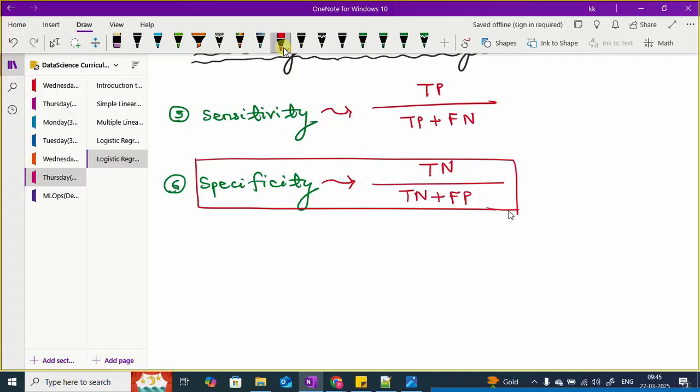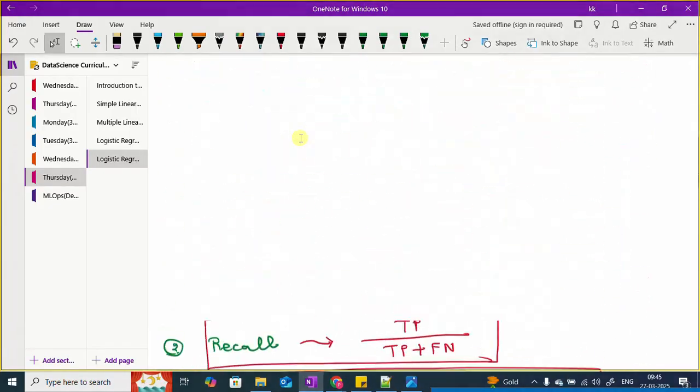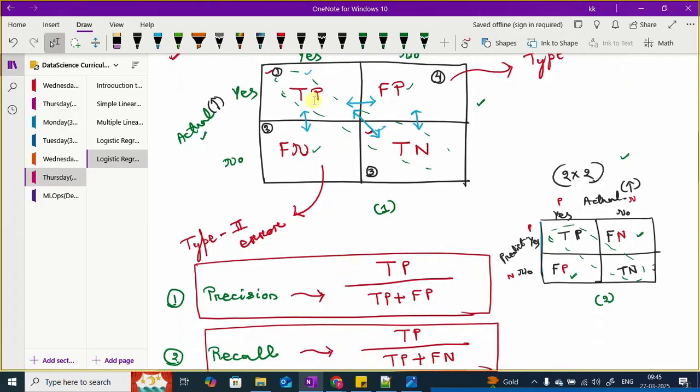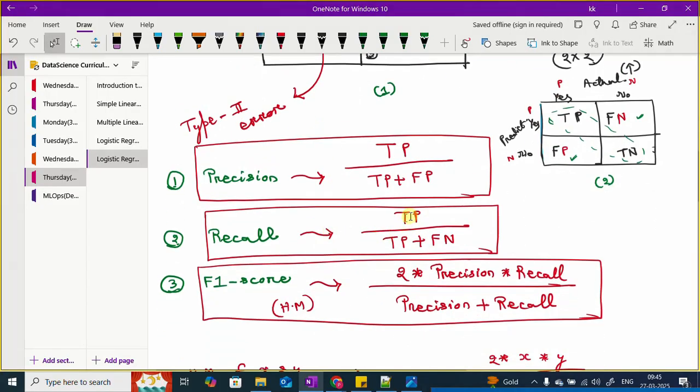Now, the fifth one is sensitivity. It is true positive divided by true positive plus false negative. Let's see, what is true positive? True positive divided by true positive plus false negative. I have already marked this with a blue color, which means we derived this formula before. Could you please check? True positive divided by true positive plus false negative.